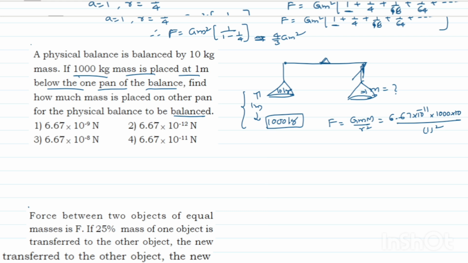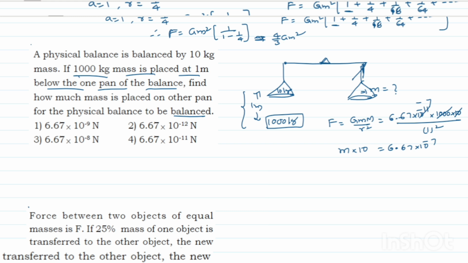Now it's going to be balanced by one more mass, they're asking. So when you are simplifying this, this is 10 power 3 and here 10 power 4, and here it becomes 10 power minus 7. This value is 6.67 into 10 power minus 7, and F equals M into G value. G I am just taking as 10.